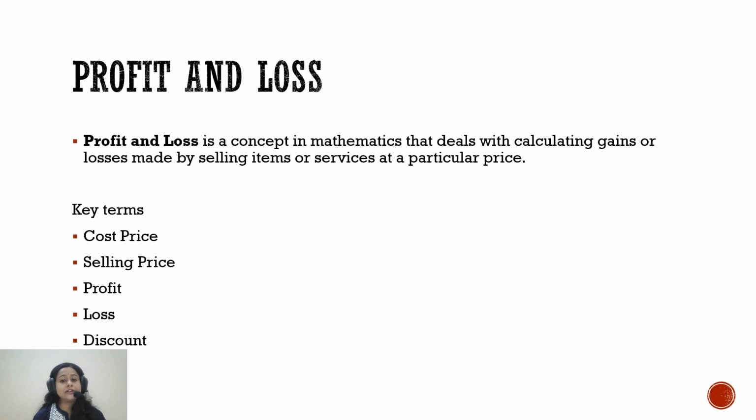There are some key terms associated with profit and loss, like cost price. What is cost price? What is selling price? How to calculate profit percentage? How to calculate loss percentage? And also a very important concept which is often used in our real life, that is discount. Sellers also provide discount on the marked price or listed price of the product. So we will learn all these concepts.